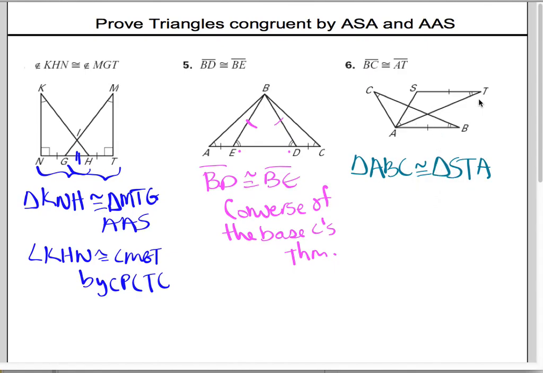And then they've got 2 angles and the side that's not in the middle, so the reason is angle, angle, and then the side's not in the middle, so that goes on the end for the reason. And then you're able to say that BC is congruent to AT by CPCTC.